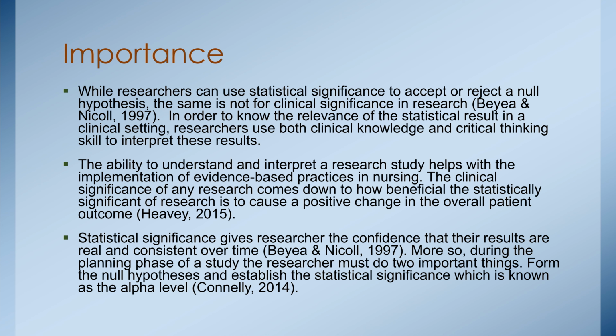The clinical significance of any research comes down to how beneficial the statistically significant result of the research is in causing a positive change in the overall patient outcome. Statistical significance gives researchers the confidence that the results are real and consistent over time. More so, during the planning phase of a study, the researcher must do two important things: form the null hypothesis and establish statistical significance, which is known as the alpha level.